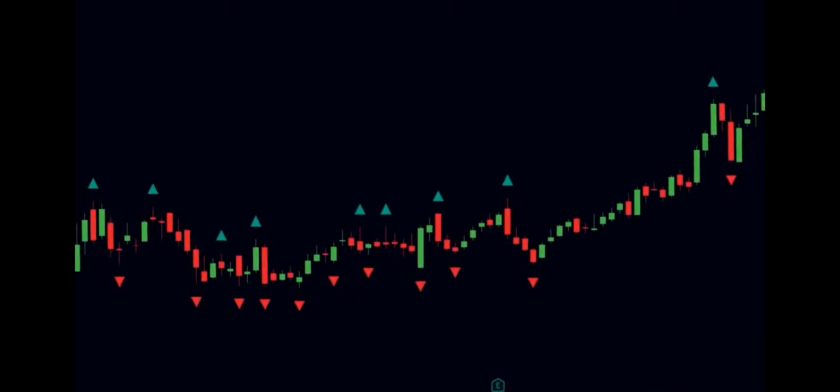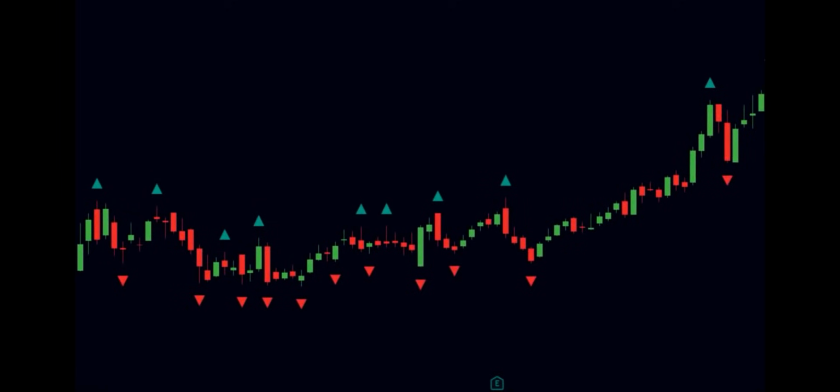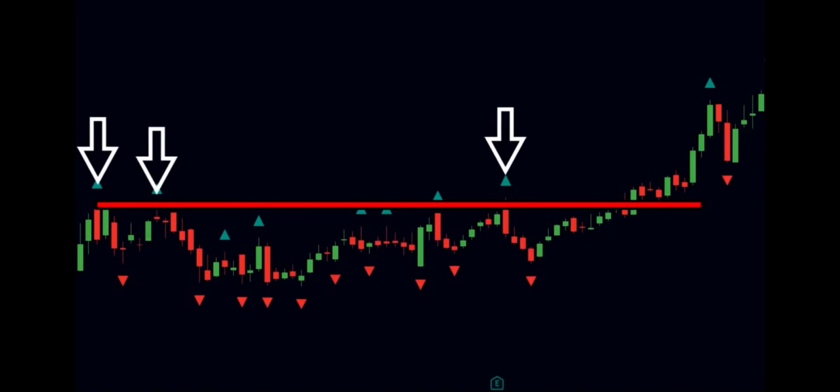Now let's look at a buy trade. On this chart, we see that the price created 3 fractals at this price point. So we mark this level as a strong level of resistance. This shows us that a lot of traders entered sell trades at these fractals.